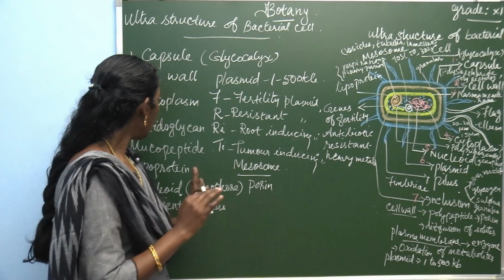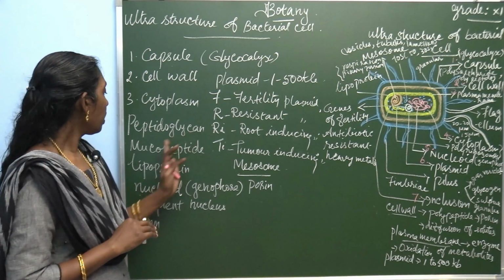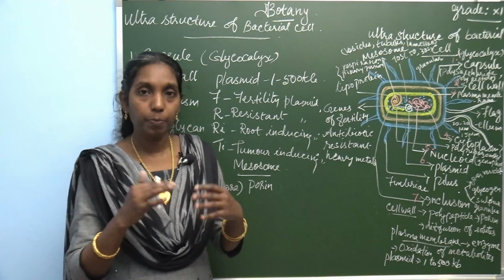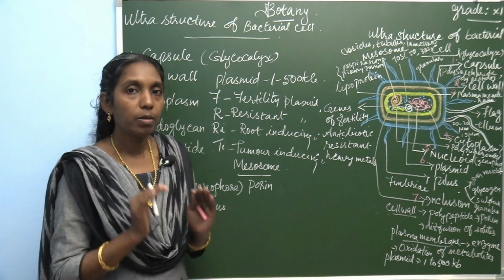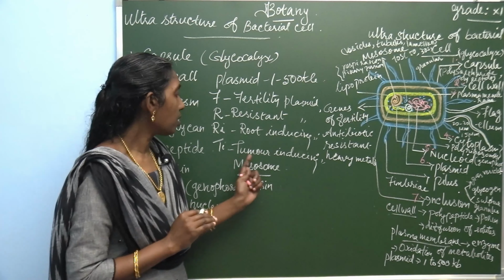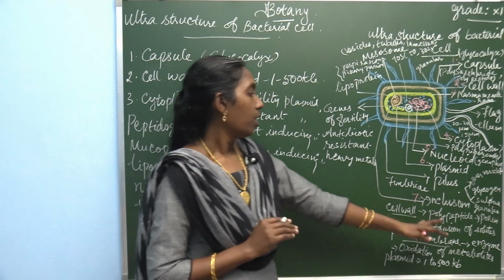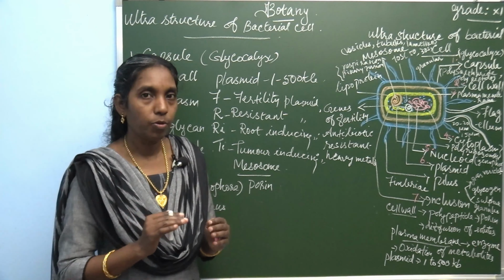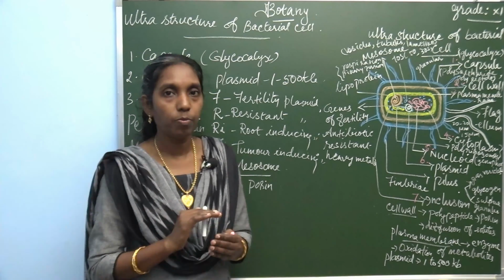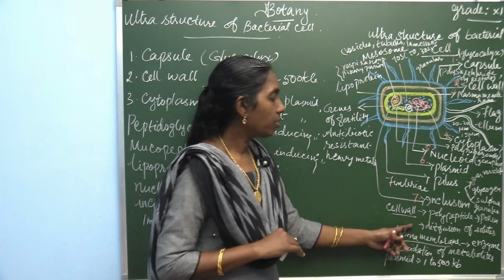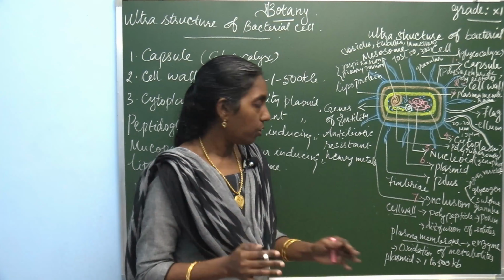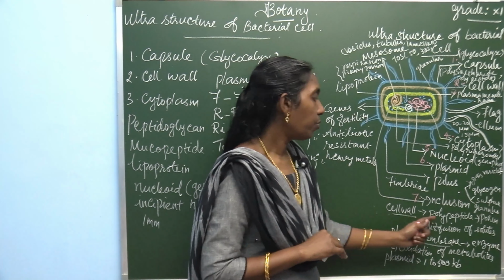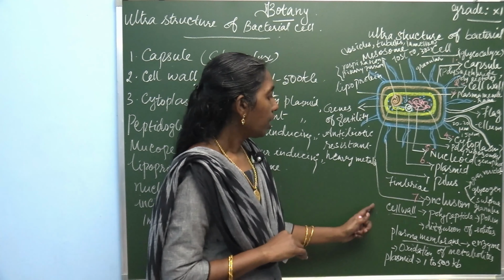The cell wall is made up of peptidoglycan and mucopeptide, and it also consists of polypeptide. One of the important polypeptides present in this cell wall is porin. What is the function of porin? The function of porin is to help in the diffusion of solutes. The solutes are diffused through the porin. The porin is a polypeptide.